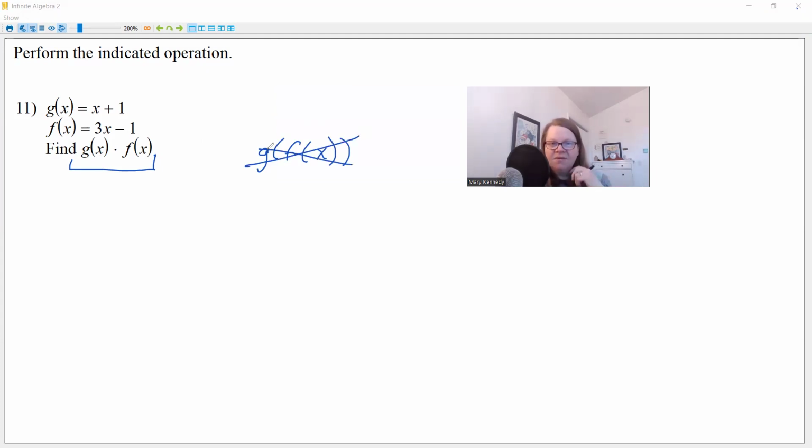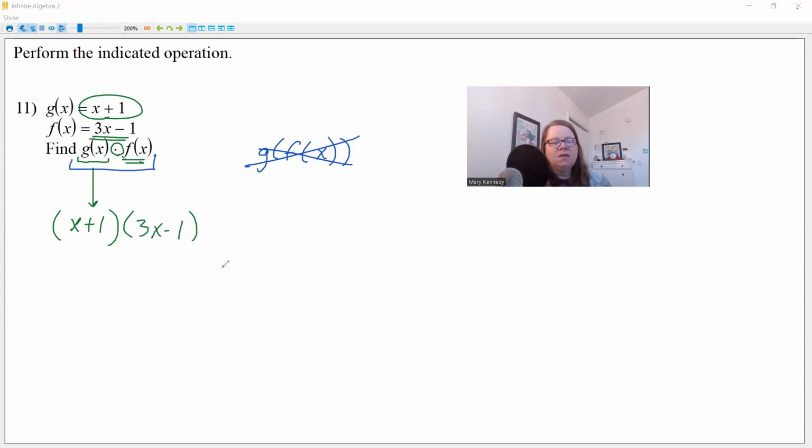I'll show you that in another video, but just know that if it says g of x, close parentheses, times f of x, then that is simply saying to take the first one, g of x, and find it up here, g of x equals x plus 1, and substitute g of x with what it's equal to, x plus 1. That is going to get multiplied times f of x. F of x is 3x minus 1.